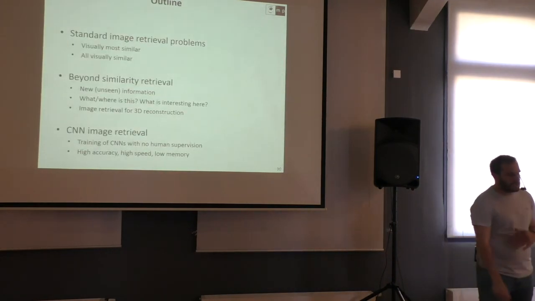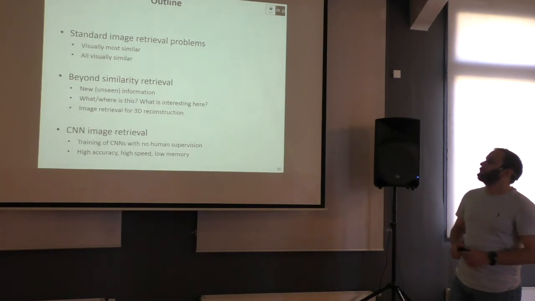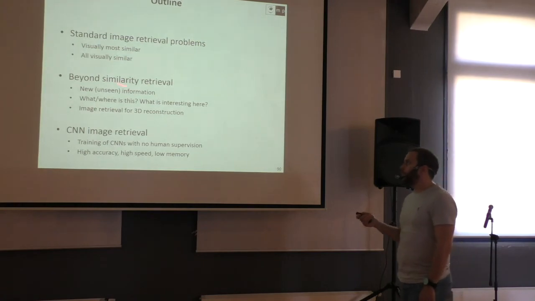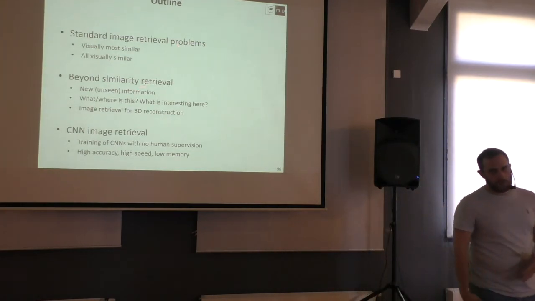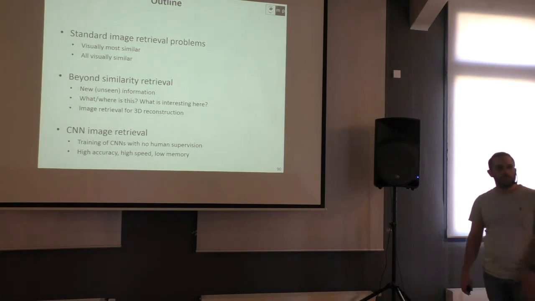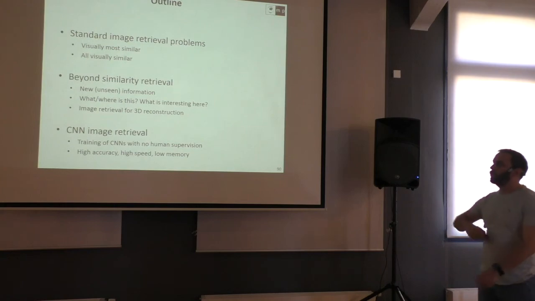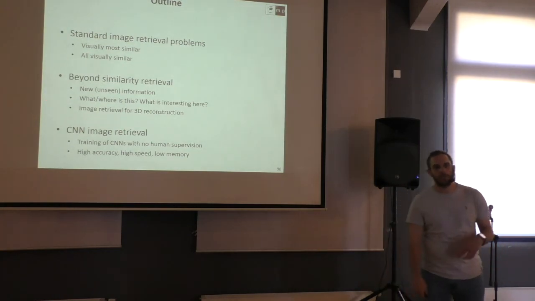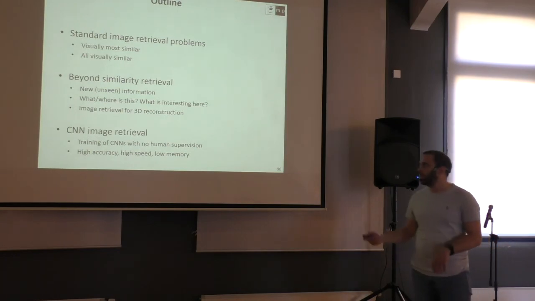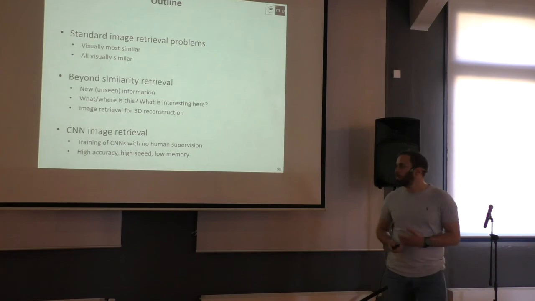Okay, so this somehow slowly concludes my talk, just to outline what I was speaking about so far. I first spoke about standard image retrieval, which, although very important, might not be the most interesting thing for the users. So we went beyond similarity retrieval. We tried to get new, unseen information, extreme zoom-ins and zoom-outs. So actually saying what or where is this, and what is interesting, where should I look?